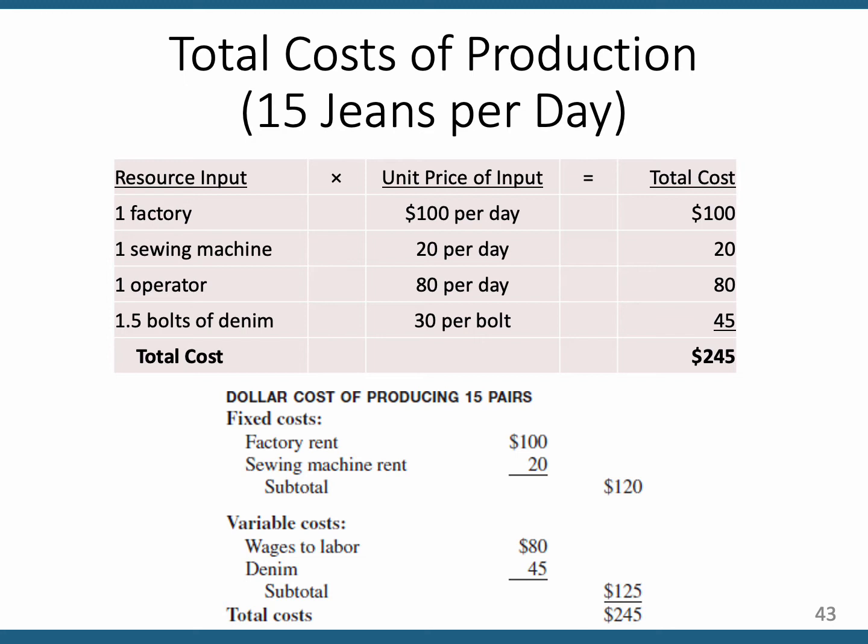Here are some materials you need to use per day. You're going to use up 1.5 bolts of denim to produce the quantity that you would produce in one day with one operator, and that's $30 per bolt. So that means the total cost of materials is $45. That's a variable resource, right? So now you can see down below we're separating this into fixed costs and variable costs. And your total fixed costs are $120. Your total variable costs are $125. So your total costs then are $245.